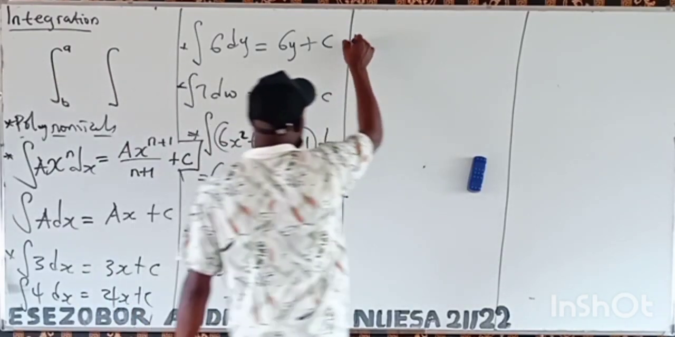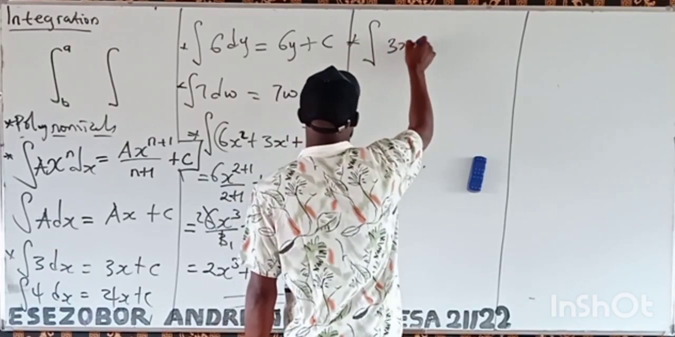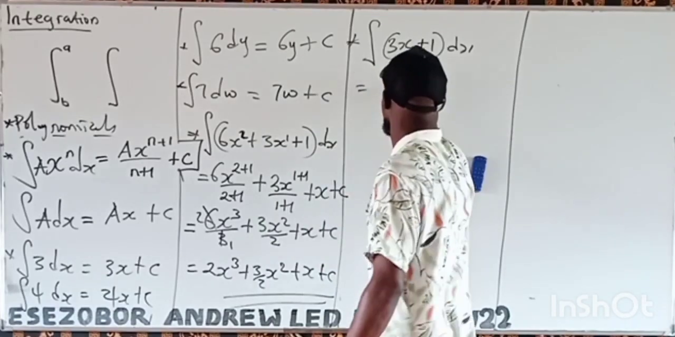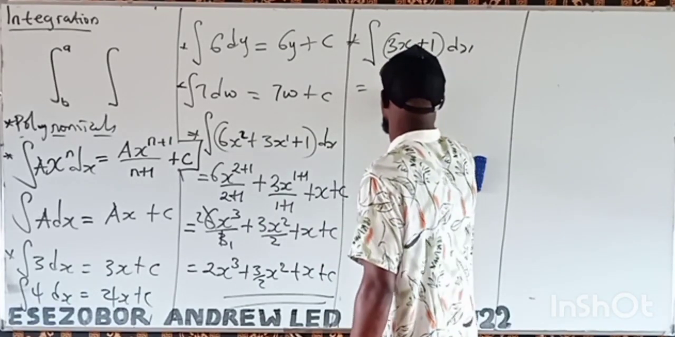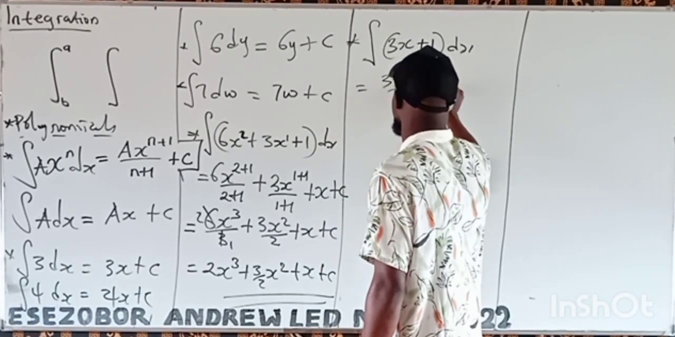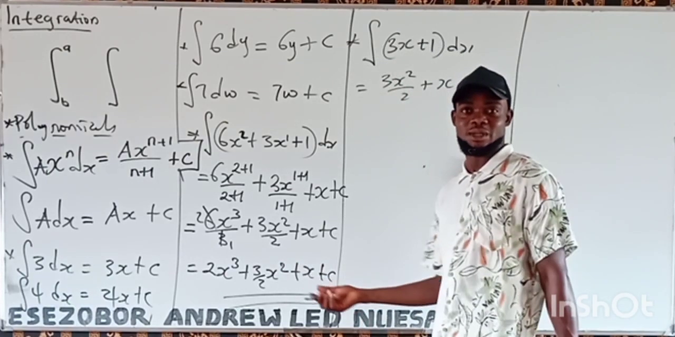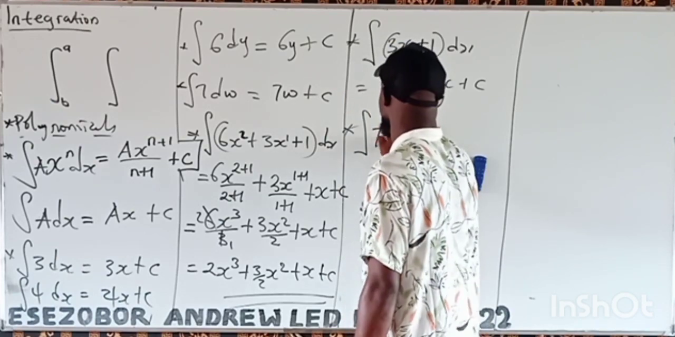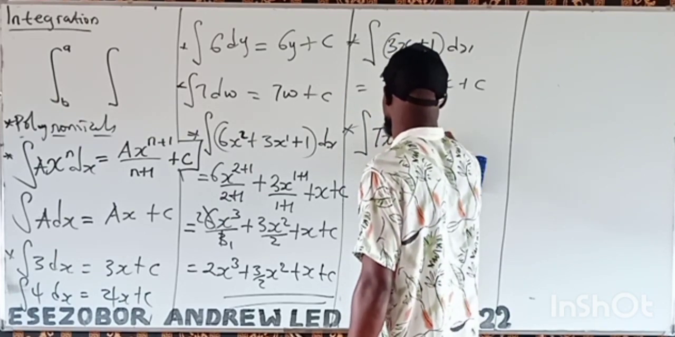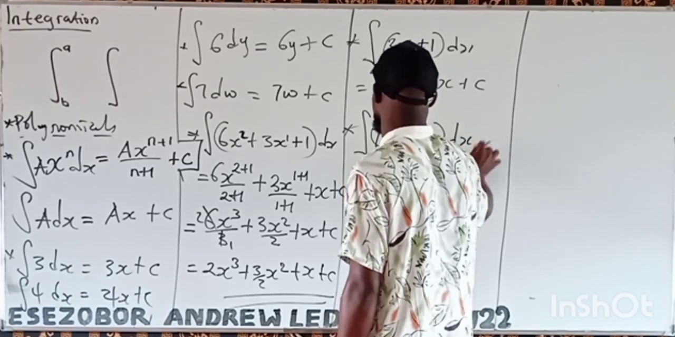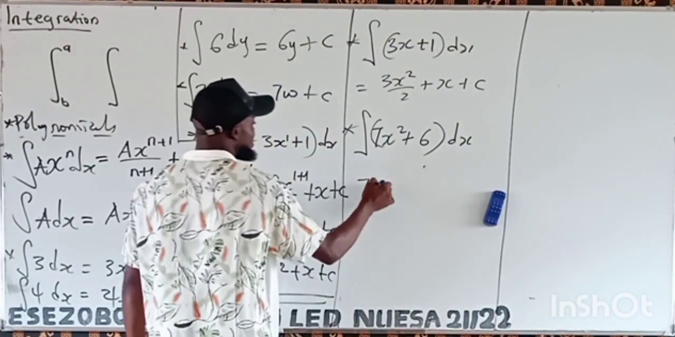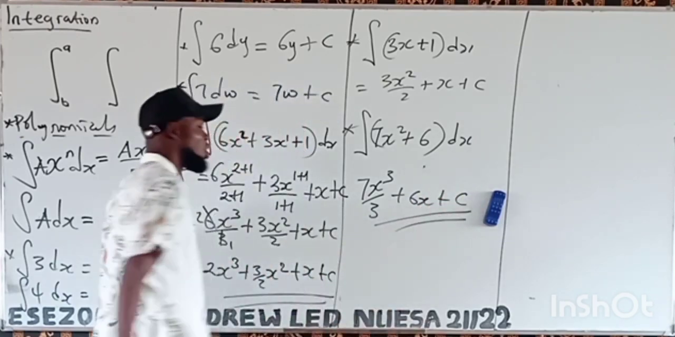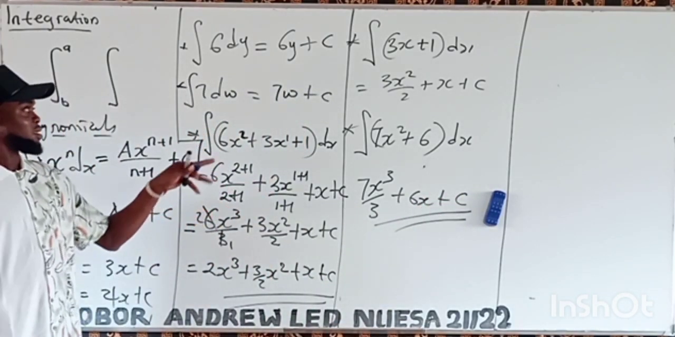So let's say we are doing the integral of 3s plus 1 dx. What will it be down to? Yes, that will be 3s squared over 2 plus x plus c. That's all. Try to do that yourself. Then let's say we want to integrate 7s squared plus 6 dx. What is the answer to this? The answer becomes 7s power 3 over 3 plus 6x plus c. I hope you got that.